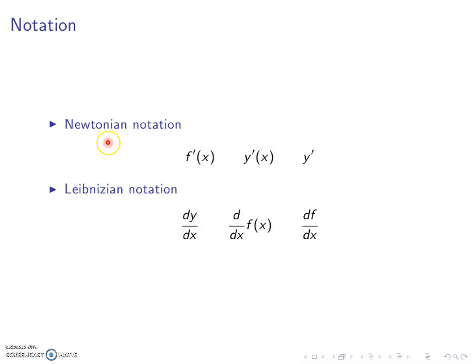Notation for Newtonian notation, that is f dash of x, y dash of x and y dash. The dash is Newtonian notation. Leibniz notation is dy by dx, d upon dx of f of x and df upon dx. That is the notation, Leibnizian notation, which we will most probably use.